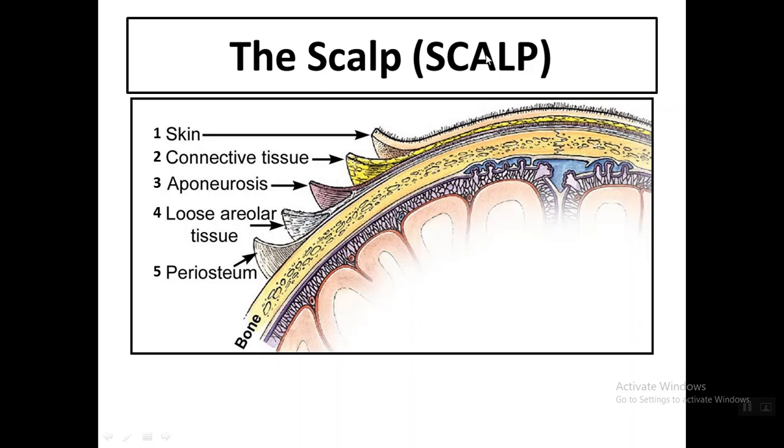نفس كلمة السكالب، يعني راح تكون ال S of the skin وال C of the connective tissue وال A of the aponeurosis وال L of the loose areolar tissue and the P is the periosteum. راح تفيدنا انه نتذكر layers of the scalp. So these are the 5 layers in general of the scalp.